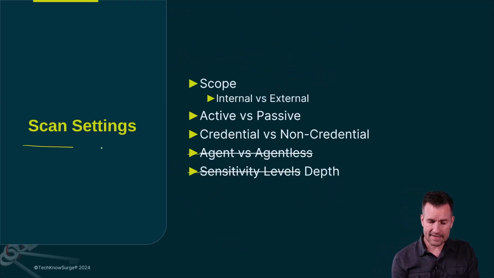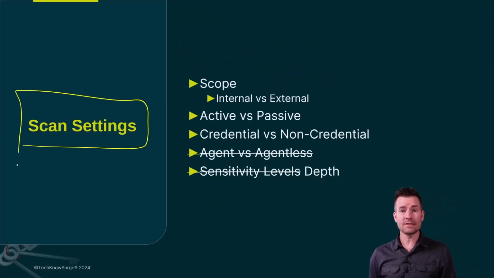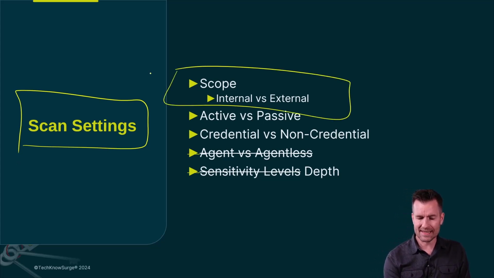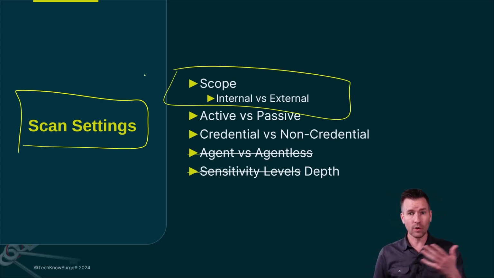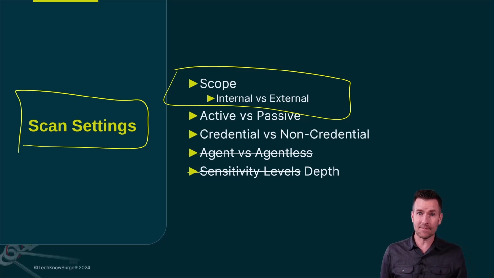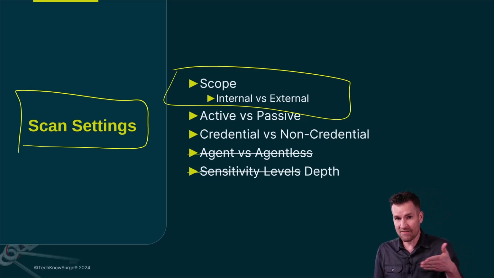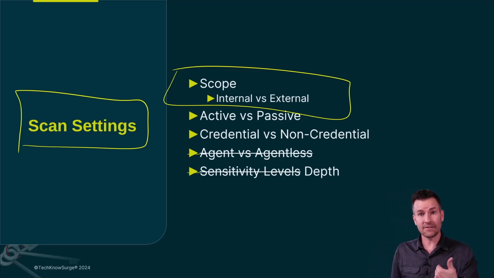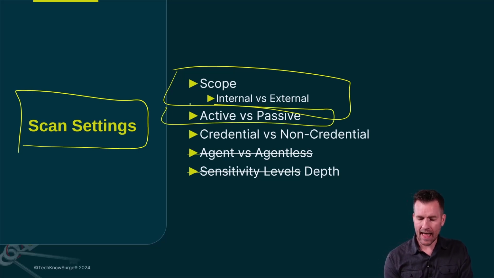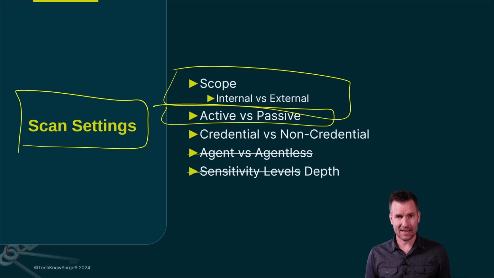If we look at scan settings, one thing that we would consider is, what is the scope? Are we scanning from outside the network or inside the network? Well, it's the same thing when hiring a pen tester. Do we want to have them test as if they are coming from the outside, or test as if it was an insider threat? Same thing. Are they going to do active or passive scans with this?